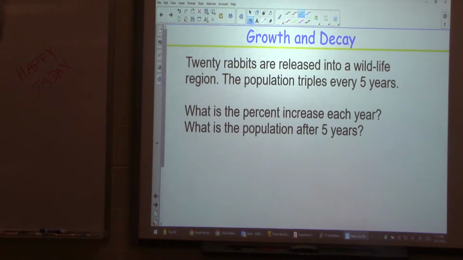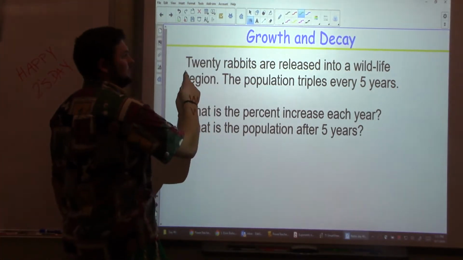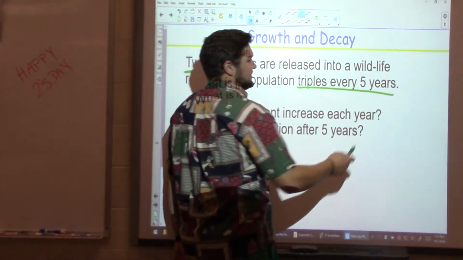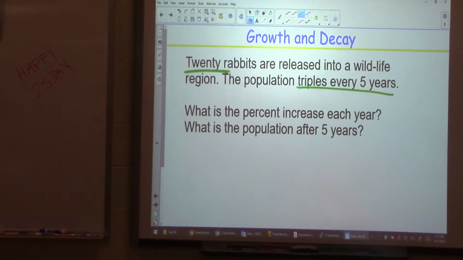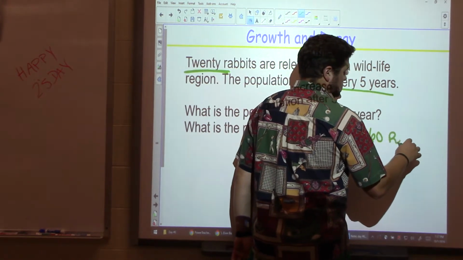Can we answer one of those already? Yes. Which one? The population after 5 years. Why can we answer the population after 5 years? It tells you it triples every 5 years. We have everything we need to find an answer, right? It says we start with 20 rabbits. It triples every 5 years. 60 rabbits. So it should be 60 rabbits after 5 years, right? That's it? If we triple 20, that doesn't seem right.